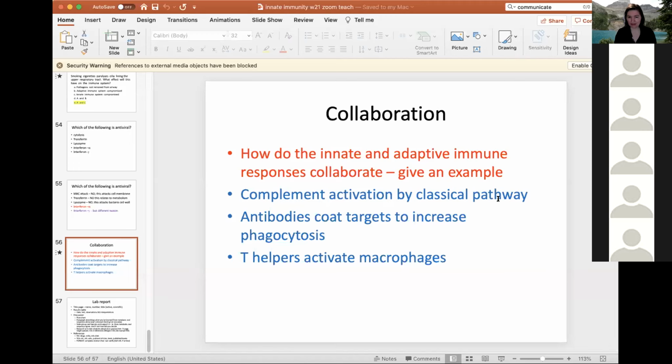So complement activated by the classical pathway. That's a classical example. Antibodies that coat targets to increase phagocytosis, and T helpers activating macrophages. So when a T helper knows something's out there, it will activate macrophages. So if a macrophage comes and says, hey, look at this, and the T helper looks at it and goes, oh man, that's a problem, it'll activate the macrophage to become more phagocytic.